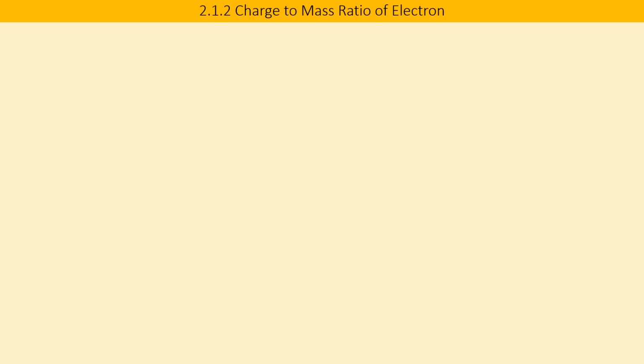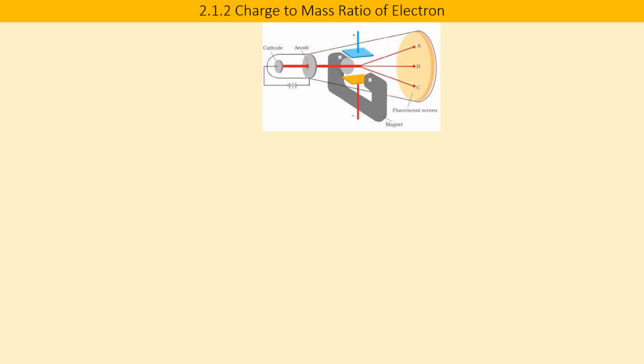Charge to mass ratio. The charge to mass ratio of the electron was determined by Thomson. For this, he subjected a beam of electrons released in the discharge tube as cathode rays to the influence of electric and magnetic fields. The electric field is produced by the positive and negative plates, and the N and S poles produce the magnetic field.